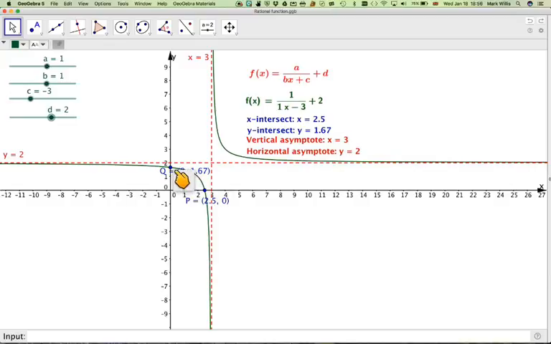Also, we now find that we are going to cut the axes. So in a later video, I'm going to show you how to find these two coordinates algebraically. Alright, so this has been a brief video to show you the introduction of a rational function. Rational functions are of the form f of x equals a divided by bx plus c, plus d, where a, b, c, and d are all numbers. I hope this helped your understanding, and thank you very much for watching.